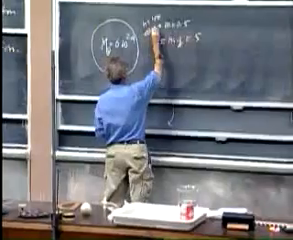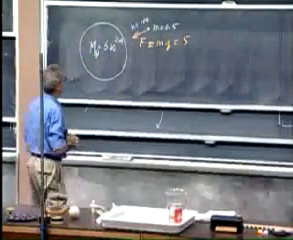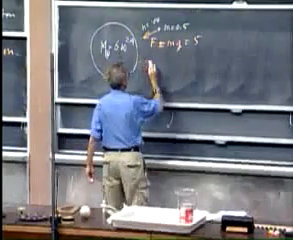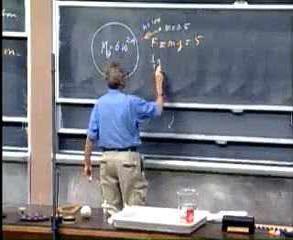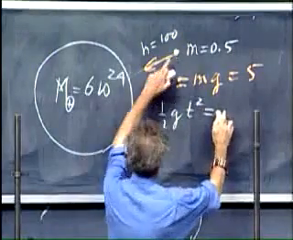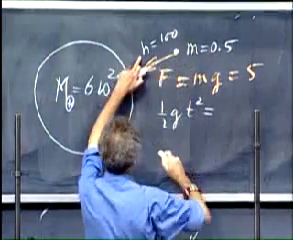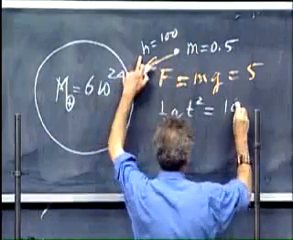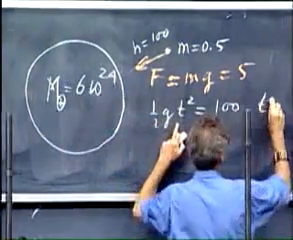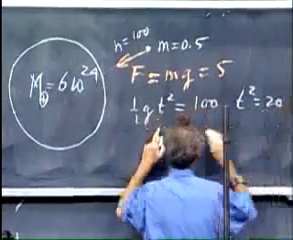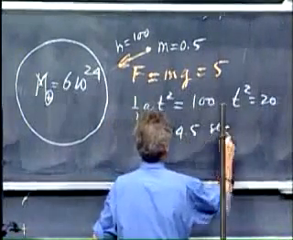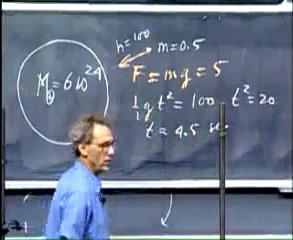Now, how long does it take this object to hit the Earth? So we know that 1/2 g t squared equals h. It doesn't start with any initial speed. So that is 100. g is 10. This is 5. So t squared is 20. So t is about 4.5 seconds. So after 4.5 seconds, it hits the Earth.